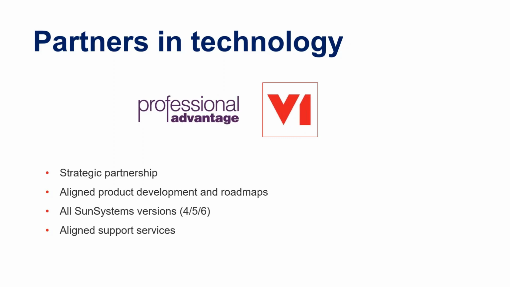So why V1? Why are we working with V1? There are lots of document management and document capture products in the marketplace. Some of you might have reviewed some of them in the past. The most important reason is that V1 has a strategic partnership, not just with us, but with Infor. And Infor are the author of your core product, SunSystems. So it's important we have alignment there in terms of the development and roadmap alignment with Infor and also all the different SunSystems versions. But the other important reason for V1 is they're very mature products.